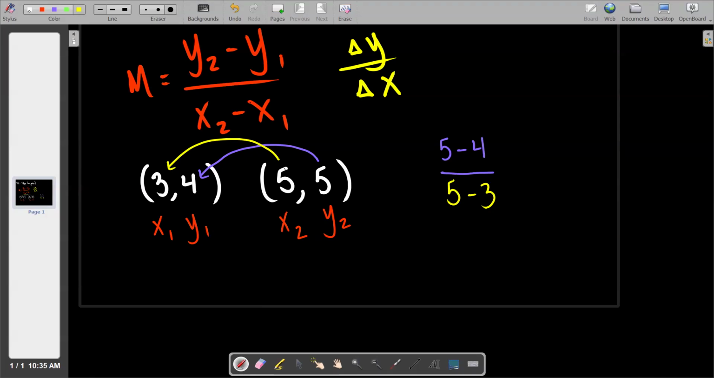For our change in y, 5 minus 4, what do we get? 1. And for 5 minus 3, 2. So we say that the slope m equals 1/2.